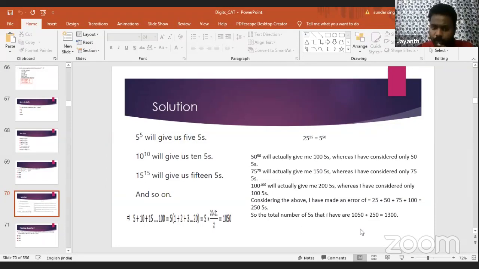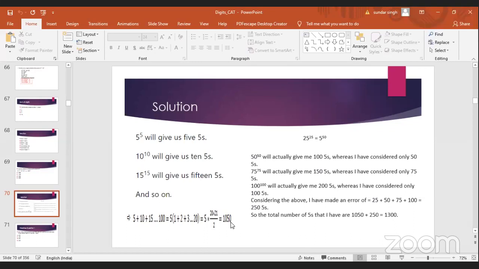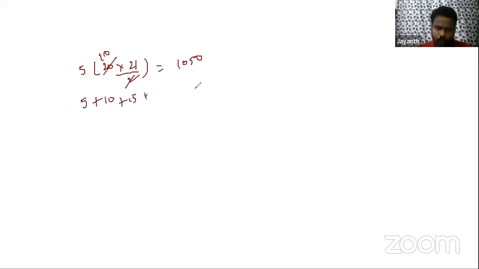So up to 1050, up to this one, you got it? Yes, sir. Okay, listen here. Which is 5, if we take common, 20 into 21 divided by 2, which is 2 tens are 10, which gives you 1050. You have already taken 5 plus 10 plus 15 plus up to 20 times 5, which is 100. Up to 100 you have counted.